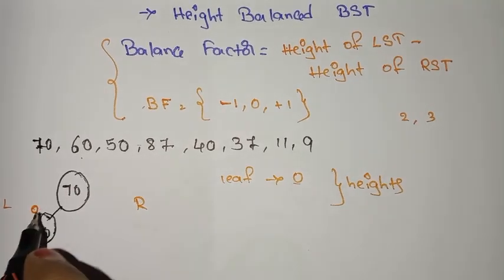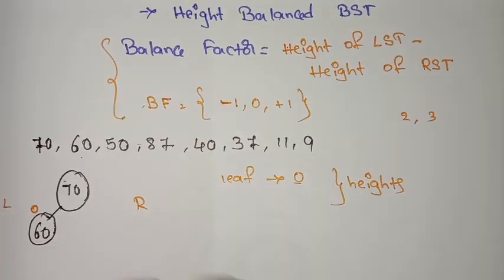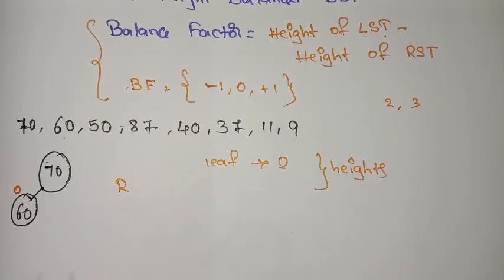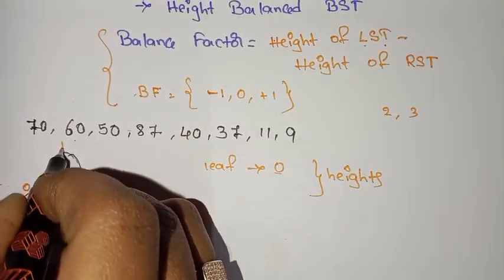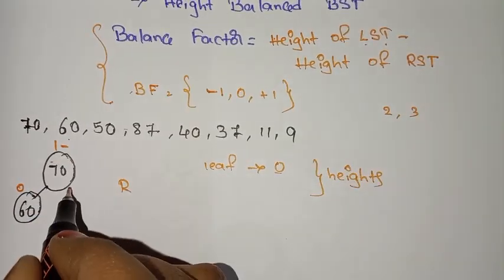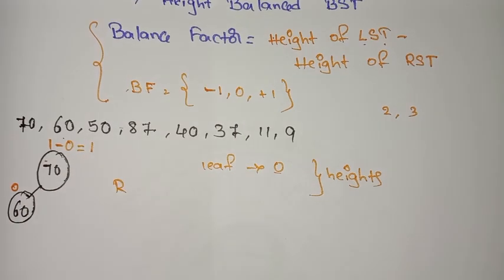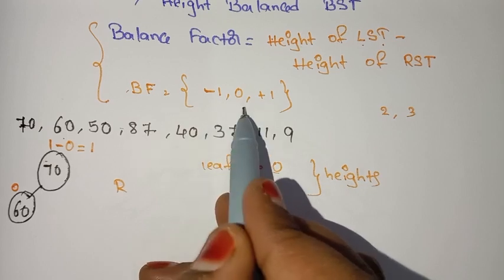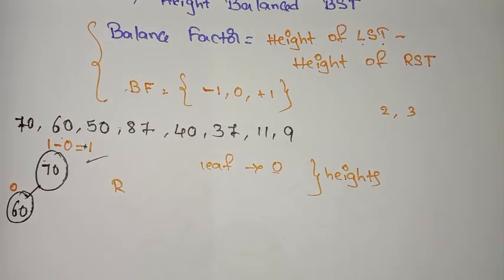So this is the root. For any root or node, the balancing factor is the height of left subtree minus height of right subtree. Here, how many nodes do I have on the left side? Only one, minus the height of the right subtree. In the right subtree I don't have any nodes, so the answer is 1. The balancing factor will be either minus 1, 0 or plus 1. Here I have plus 1, so it will be accepted.